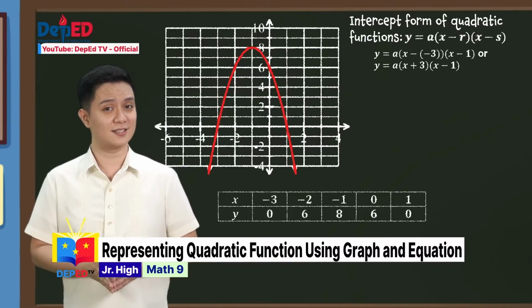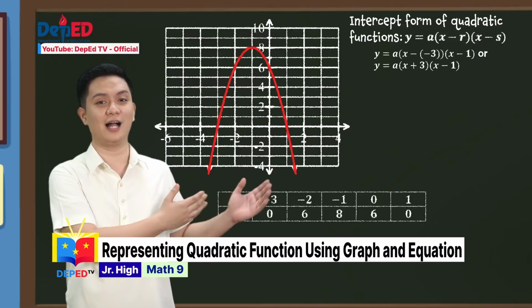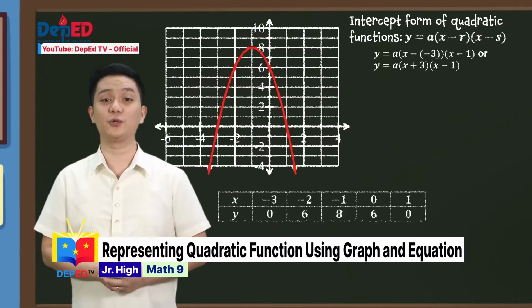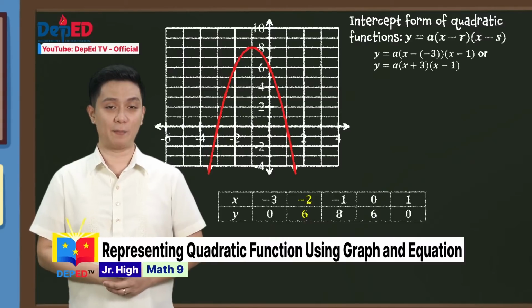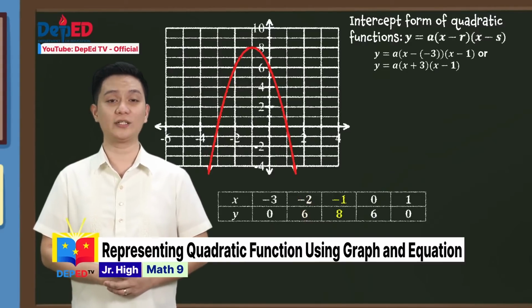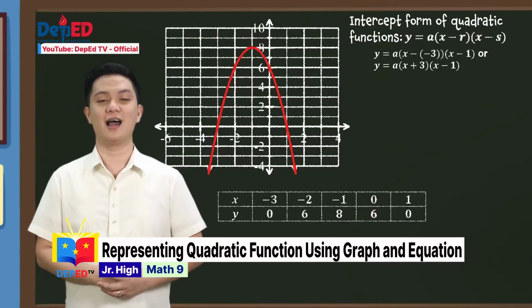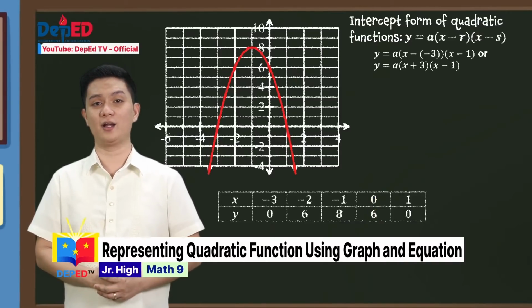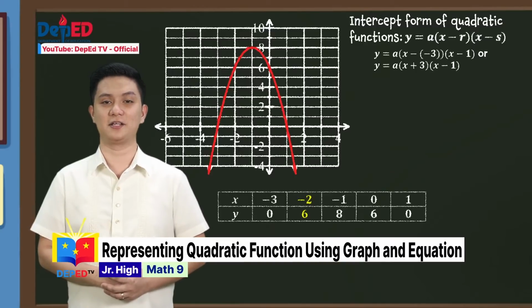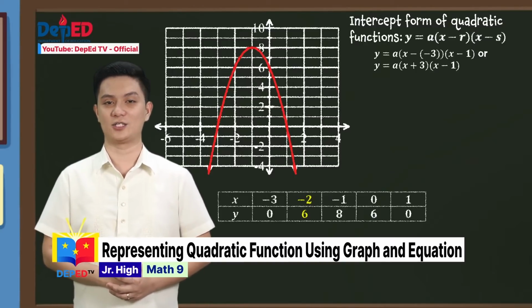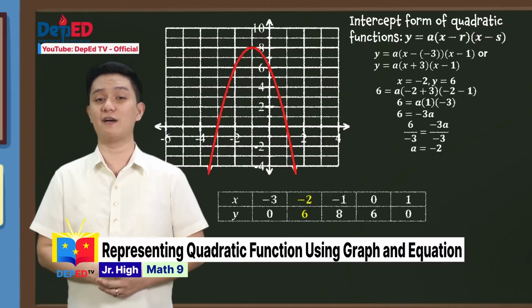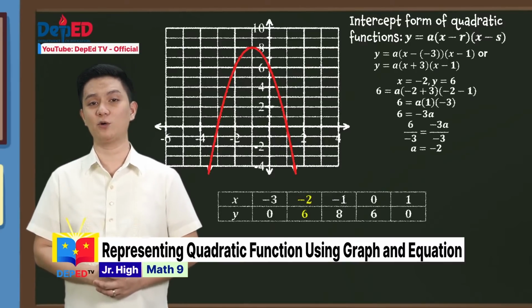Where do we get these? Let's look at the table of values. We have 3 ordered pairs to choose from: ordered pair -2, 6, ordered pair -1, 8, and ordered pair 0, 6. Allow me to use the ordered pair -2, 6. This means that when x is -2, y is equal to 6. Let's plug in these values in the intercept form of the function.